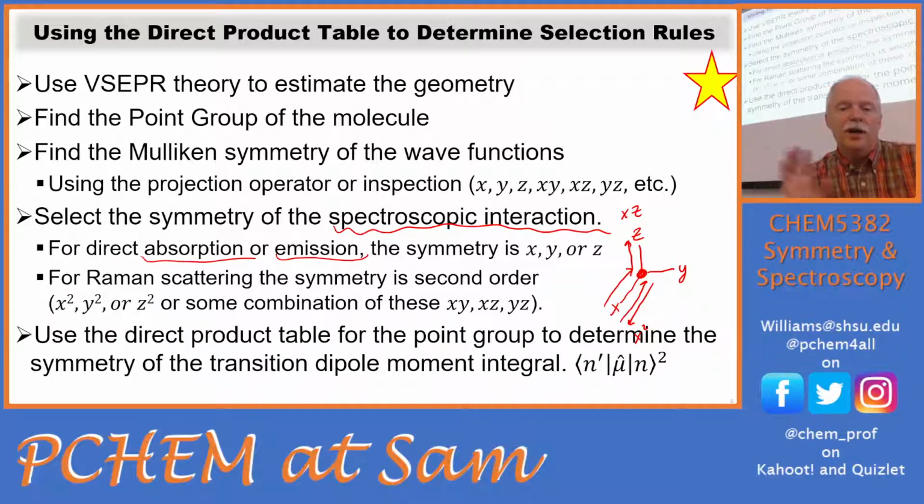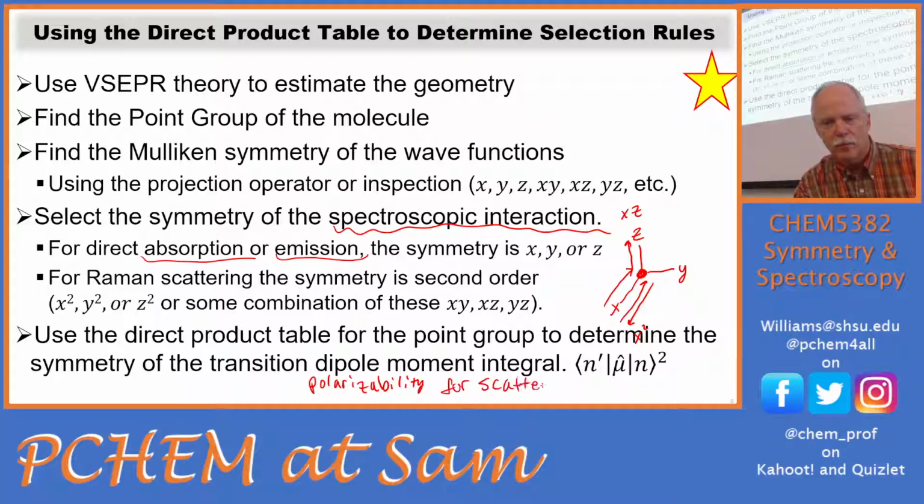And then we use that direct product table to determine the symmetry of this transition dipole moment integral. And for direct absorption, technically, it's a dipole moment integral. For scattering, it's a polarizability moment. So it's not a dipole because you have essentially two axes, you have two dipoles, and so it would be the second order interaction of two dipoles.